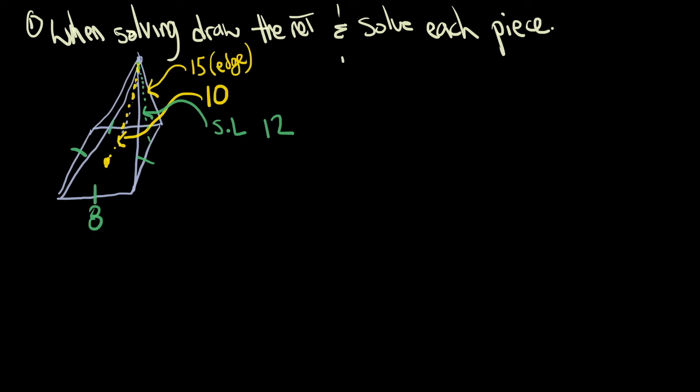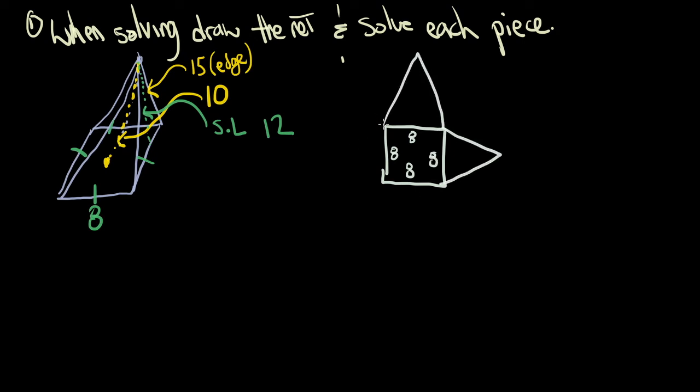Then when you open it up, let's go and open up this bad boy. So this is an 8 by 8 square, right? And we should have all the numbers that we need. Let's go and add in some of the other numbers. So we said the edges were 15. So these were 15. And we said the slant height was 12. We don't even need that.